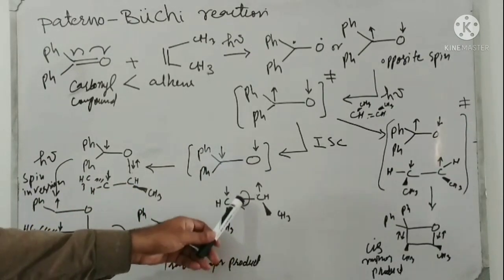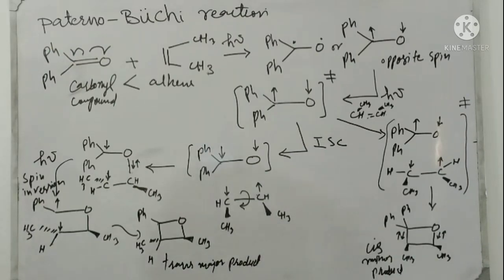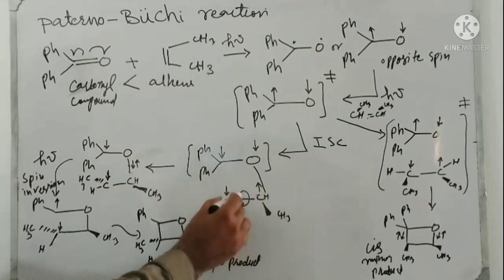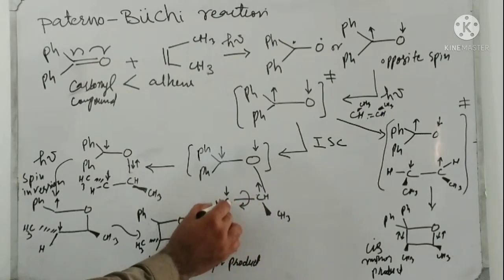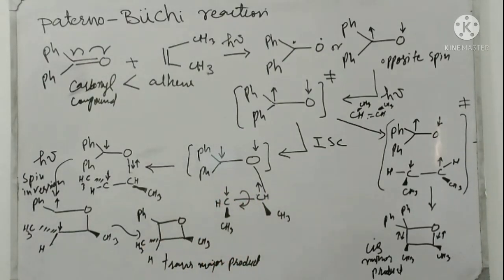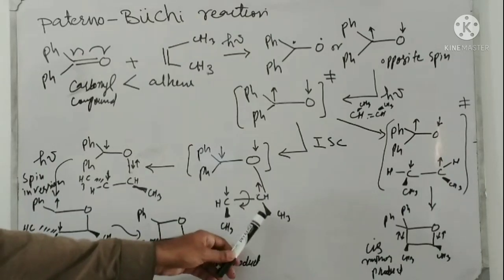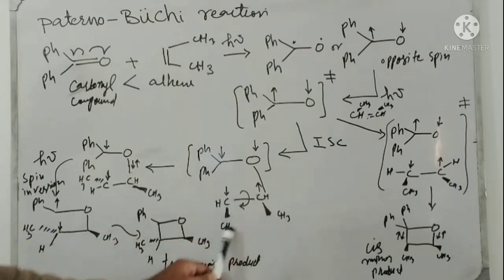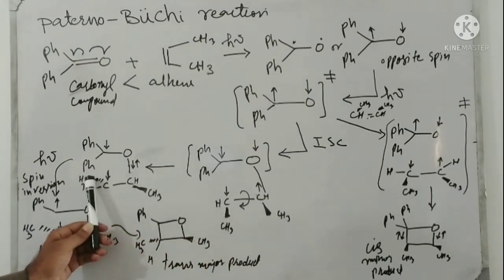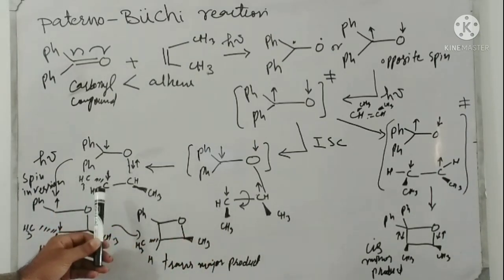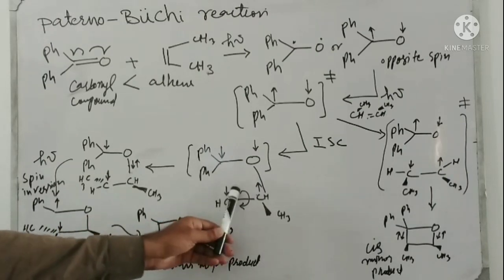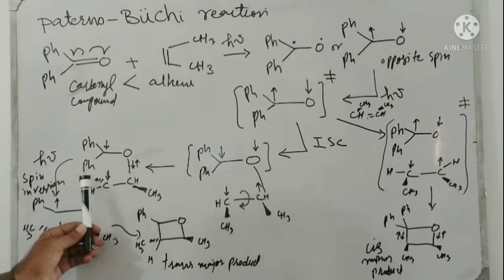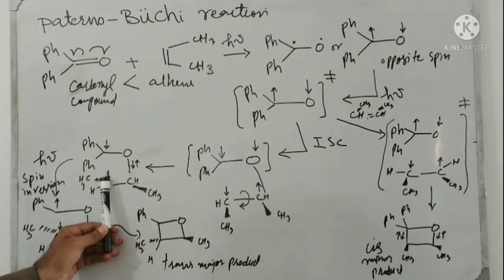This single bond can be rotated. If we make the bond here, then this single bond can be rotated, and after the rotation you can see the stereochemistry is changed. Now if this is methyl and this methyl is above the plane, here you can see it is below the plane. After this rotation around the single bond, the stereochemistry changes, but the spin of the electron remains the same.